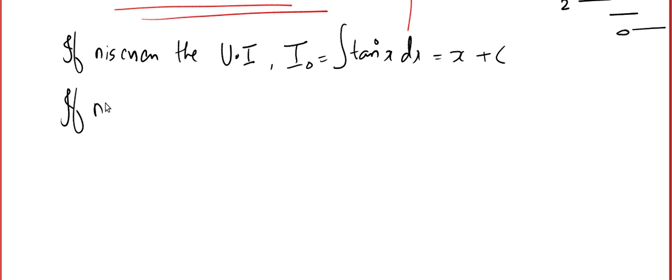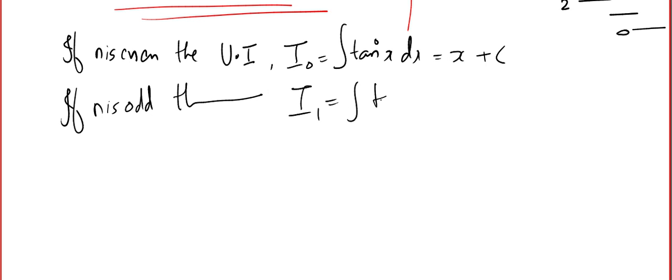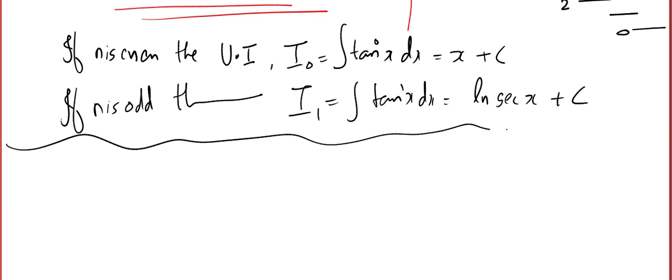If n is odd, I'm not going to explain too much because we already saw the same thing. So we get I_1, so tan to the power 1 x dx, that will be log sec x to the base e, that is natural log of sec x plus c. That's it. So this is a more mathematically ideal answer. Okay, now let's do one example.